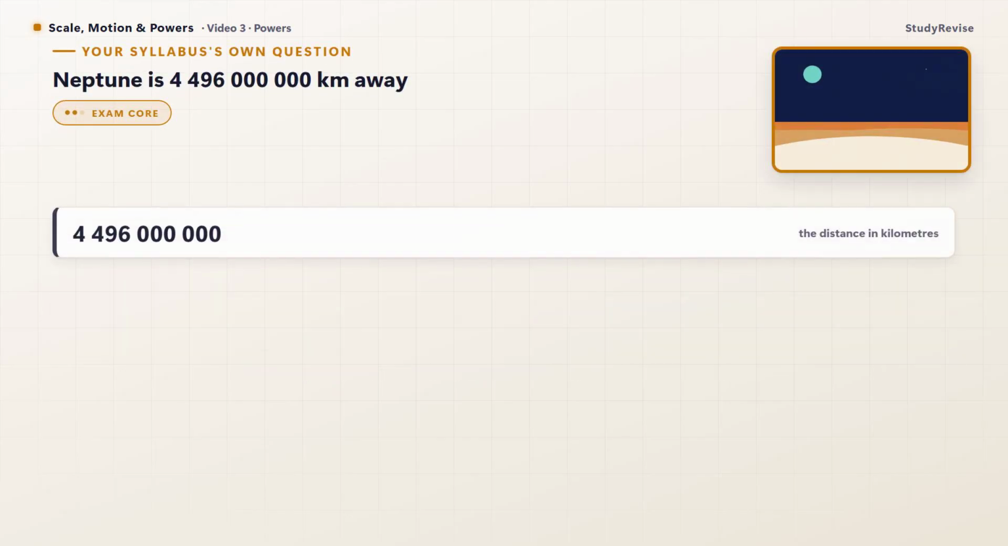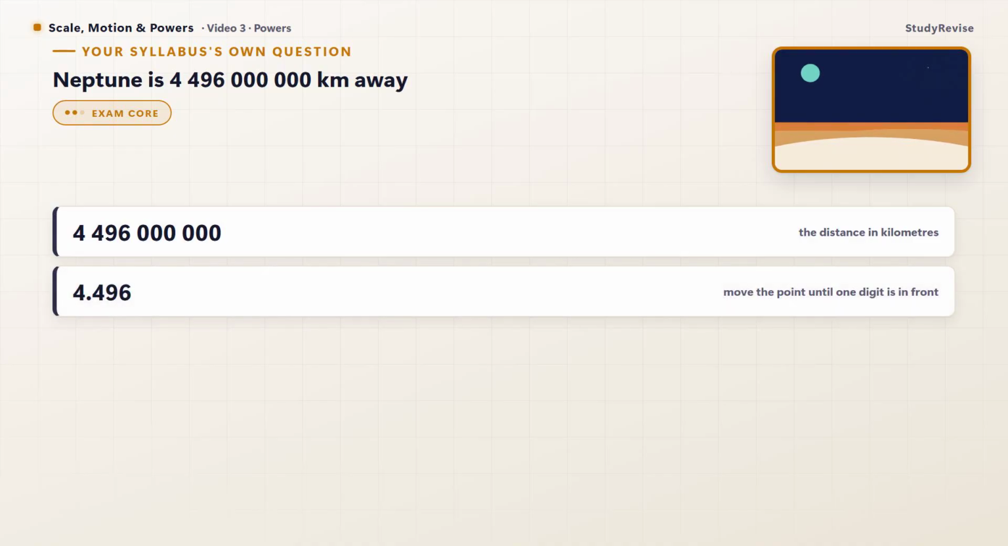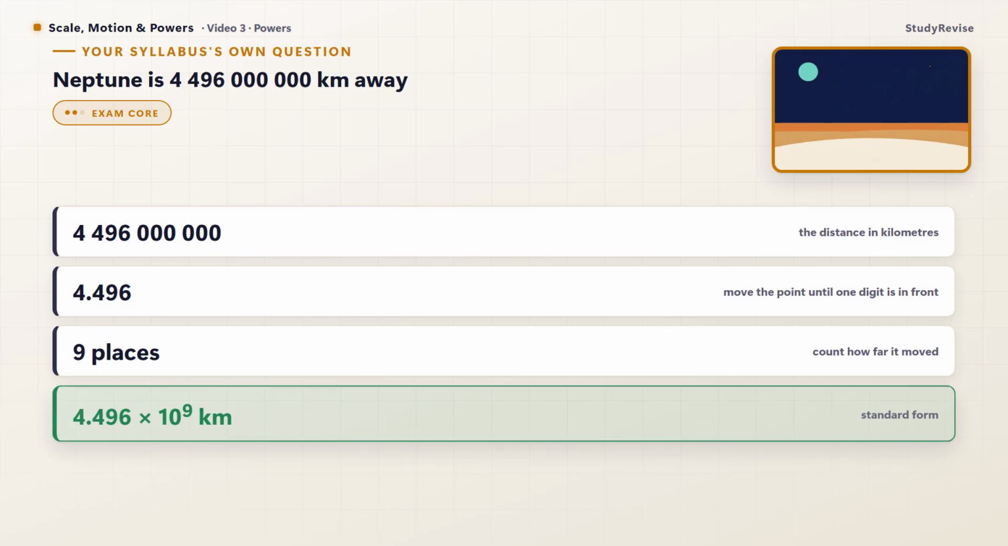And here is the question your own syllabus asks. The planet Neptune is 4,496,000,000 kilometers from the Sun. Write that in standard form. Move the point until one digit is in front of it, 4.496. Then count how far it moved. 9 places. 4.496 times 10 to the 9th.